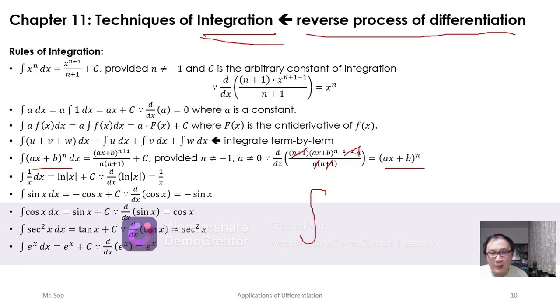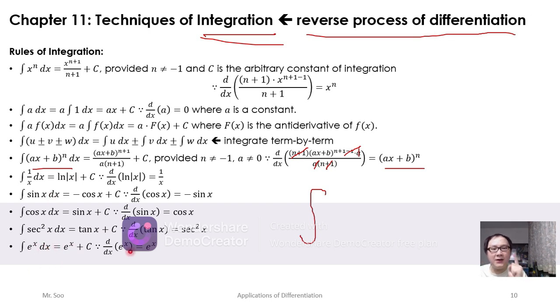For tangent, we know that the derivative of tangent x, which is sine over cosine, then you use your quotient rule and simplify, you get secant square x. So the derivative of tangent x is secant square x. So if you integrate secant square x, you get tangent x. Of course you have a plus c.